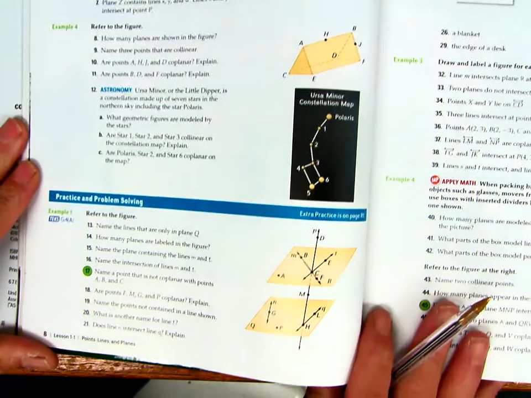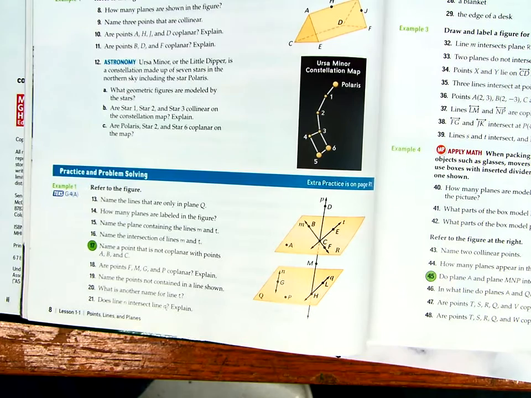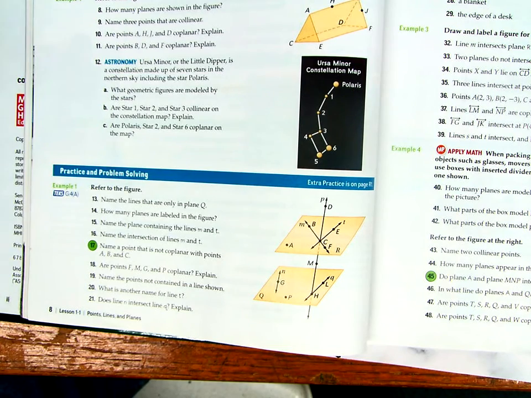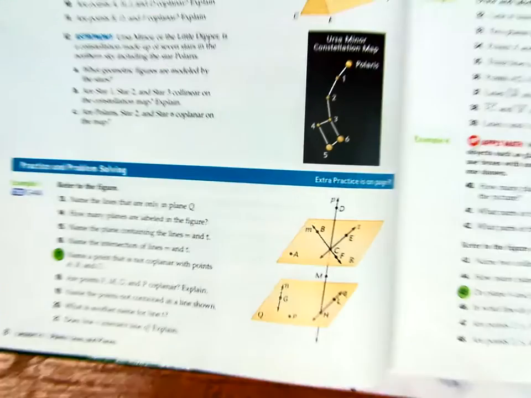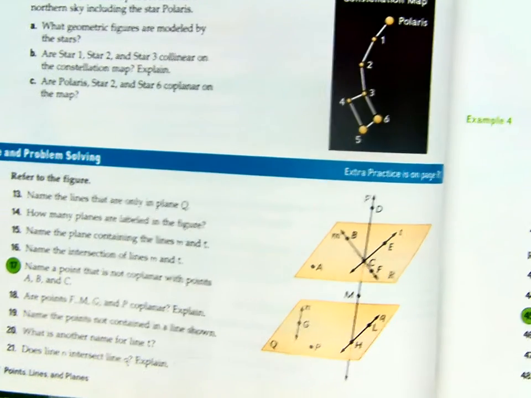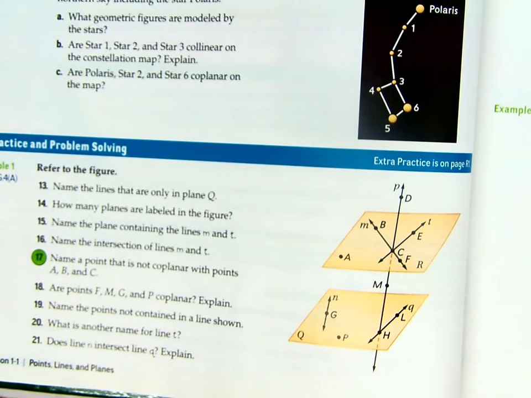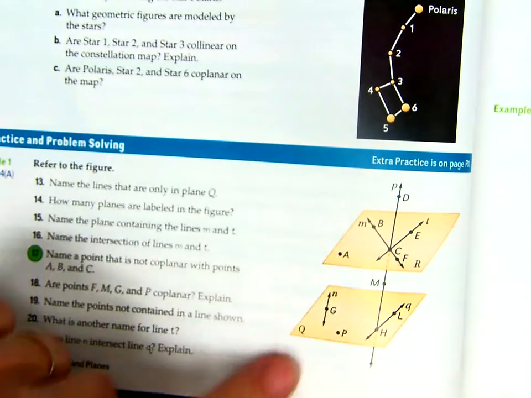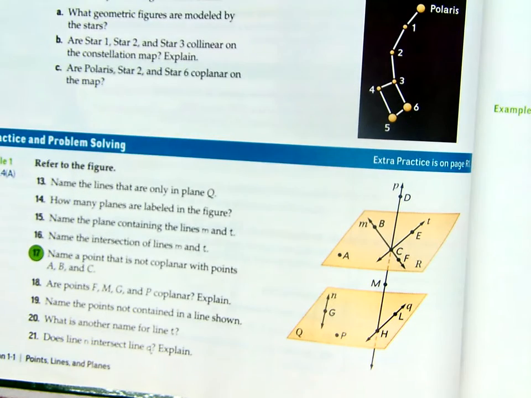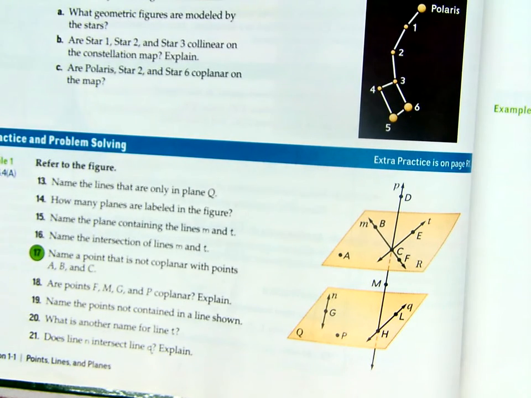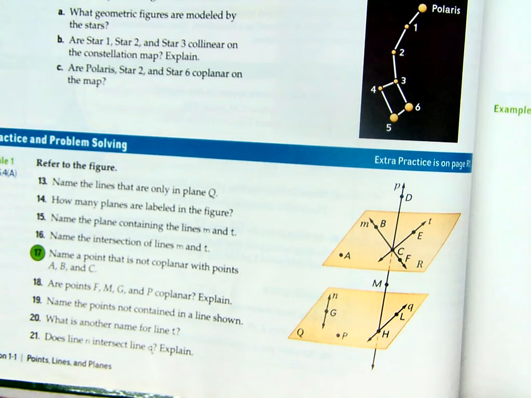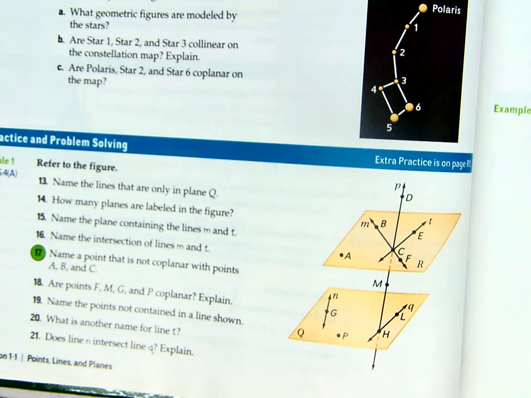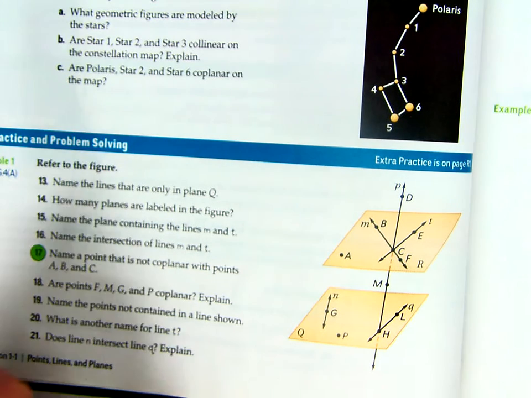Alright, so what I want to do is go down to the bottom of the page where it says practice and problem solving. All those questions, 13 through 21, apply to this picture over here. Are you with me, Kobe? 13 through 21 apply to this picture over here. It says refer to the figure.